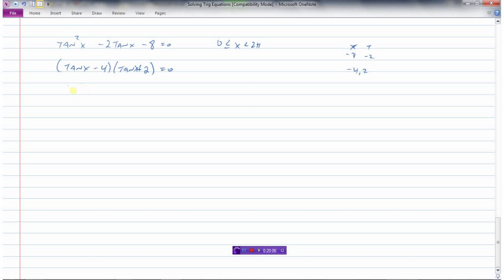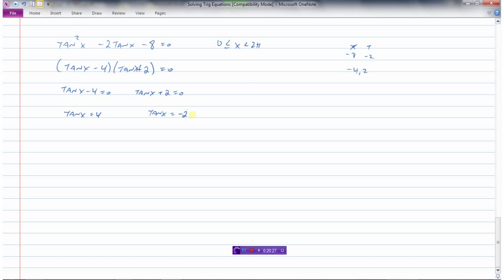Now, we've got to take each factor and set it equal to 0, and isolate tan x. So tan x equals 4 when you bring that over here, and tan x equals minus 2 when we bring that over here.